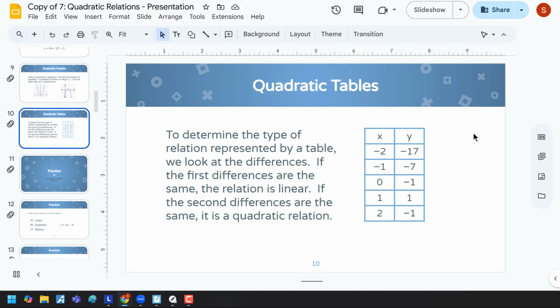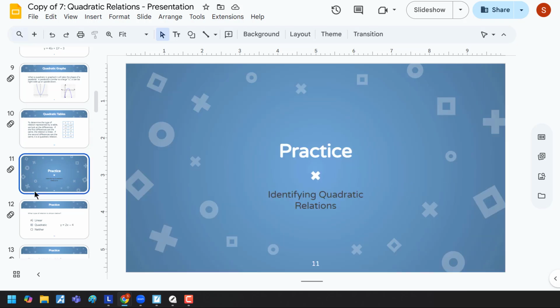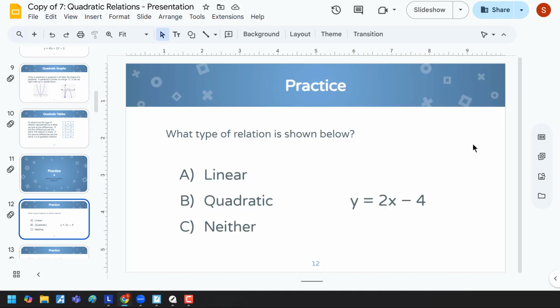To determine the type of relation represented by a table, we look at the differences. If the first differences are the same, the relation is linear. If the second differences are the same, it is a quadratic relation. So we're going to do some practice. What type of relation is shown below? So we're going to do that bowling situation. Go ahead and see if you can answer it. Let me launch the poll first.